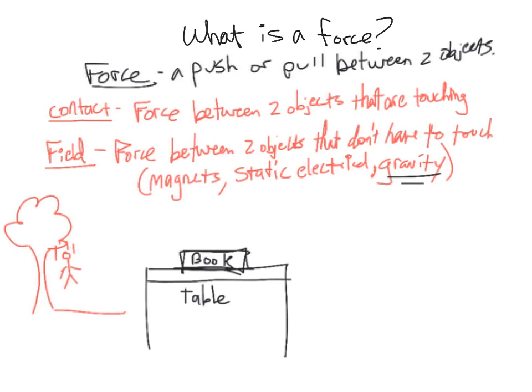Is the table pushing on the book? Is the table in contact with the book? And so is there a force of the table that's pushing on the book? Well, yes, because if it wasn't, what would happen to the book? It'd fall to the floor. And it isn't. It's just sitting on the table. So we're going to draw what is called a force diagram.